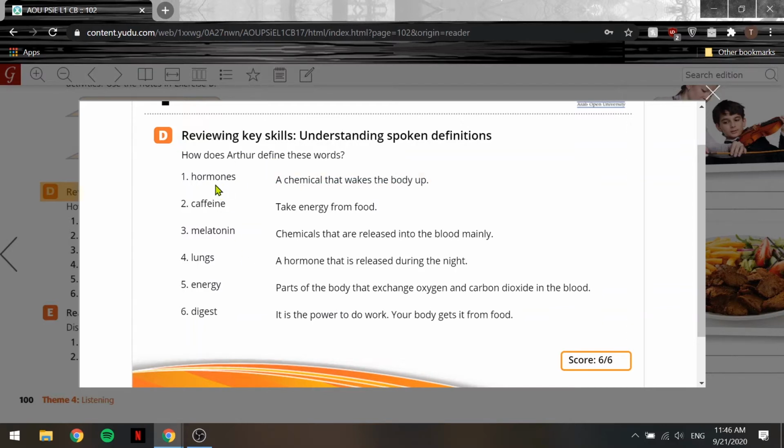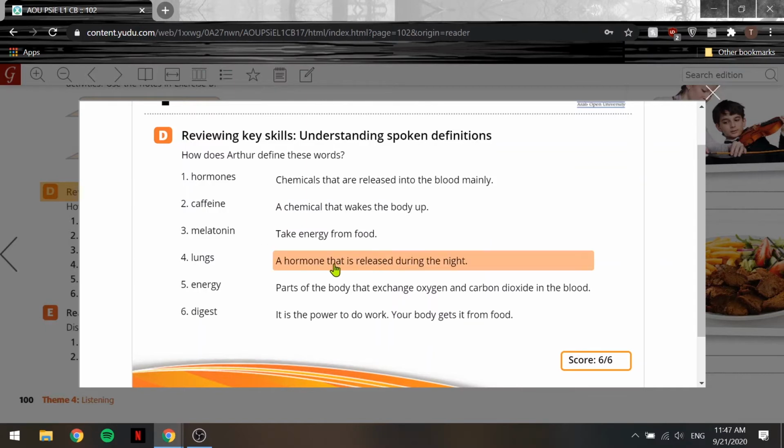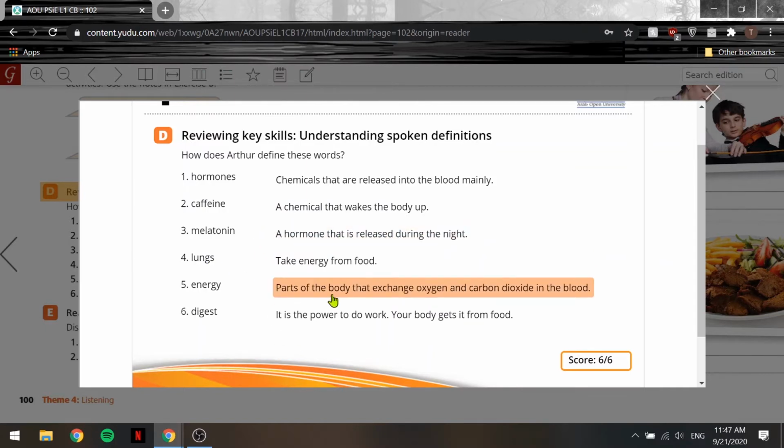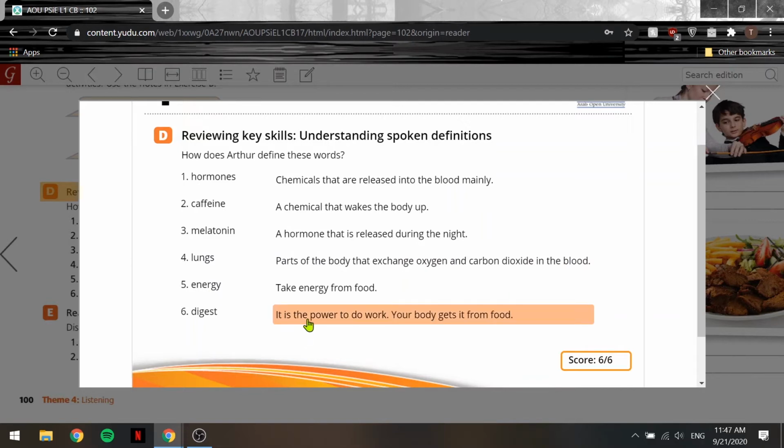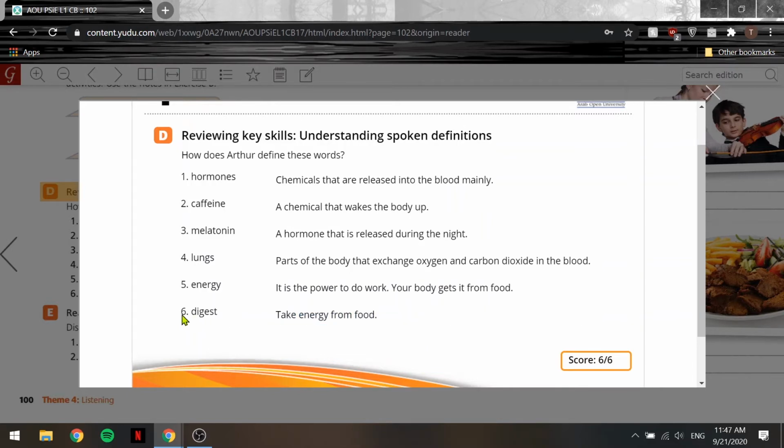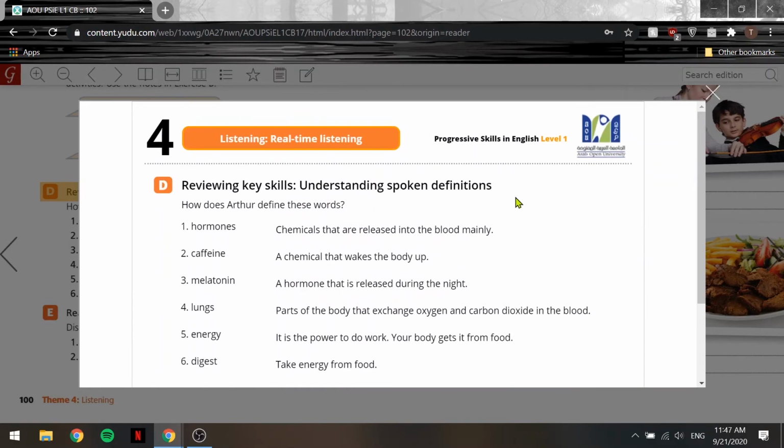Okay, so 1, hormones. So Arthur defined hormones as chemicals that are released into the blood. Okay, so we'll say, it is biologic energy, a chemical that wakes. Nope, that's not hormones. So we'll say chemicals that are released into the blood mainly. 2, caffeine. Caffeine is a chemical that wakes the body up. Melatonin, that is a hormone that is released during the night. Lungs, that is parts of the body that exchange oxygen and carbon dioxide in the blood. Energy, it is the power to do work. Your body gets it from food and excess fat. Digest is take energy from food. Okay, so hormones, caffeine, melatonin, lungs, energy, and digest. Let's move on.